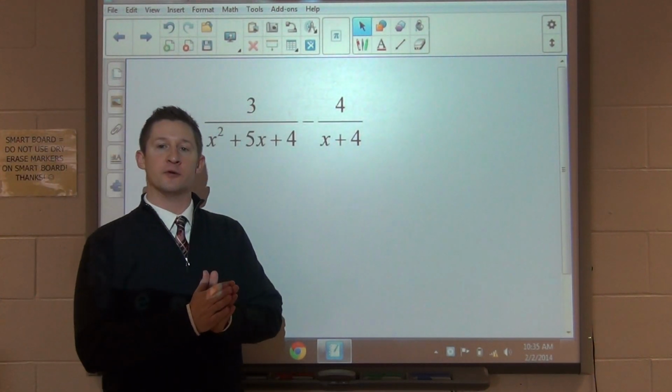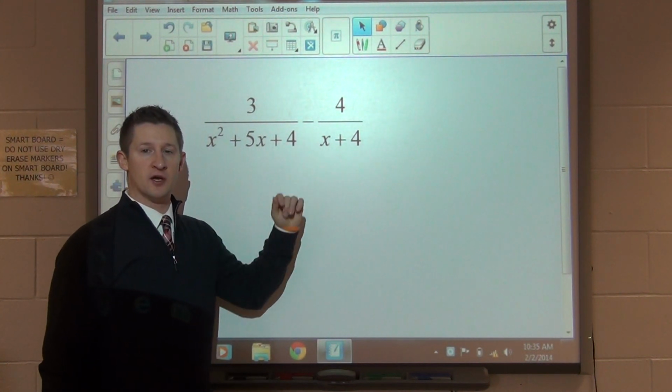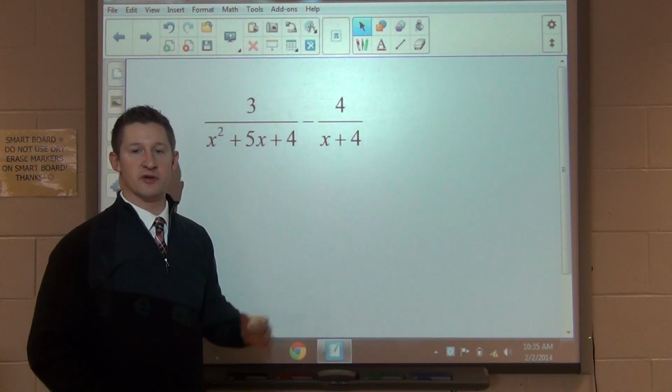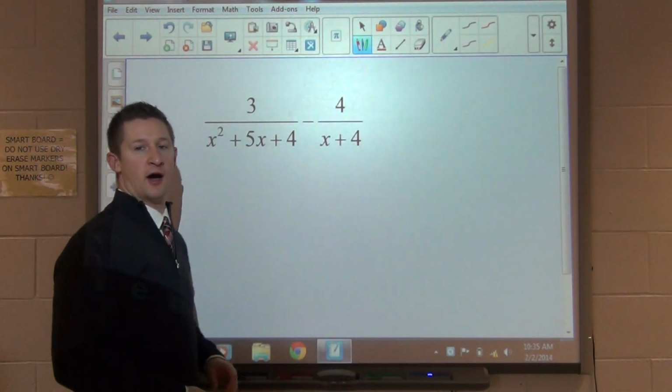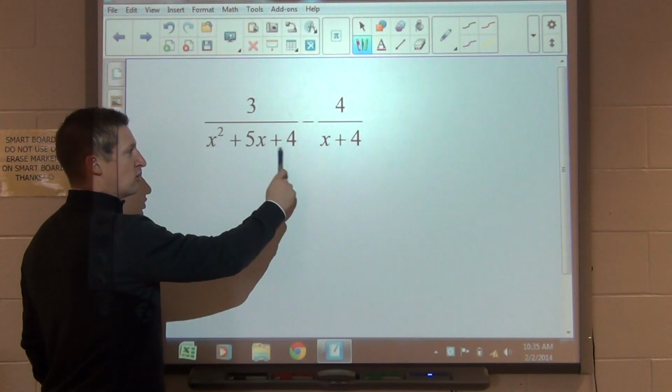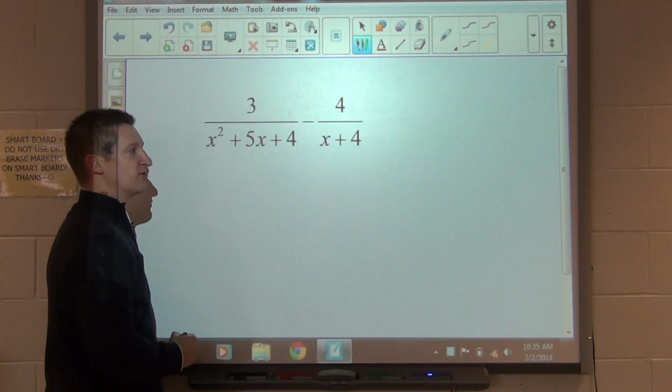For our next example, we have two rational expressions that we're asked to subtract. And in this case, we do not have a common denominator once again. Now, my denominator on the left is a trinomial, x squared plus 5x plus 4. Denominator on the right is simply x plus 4.